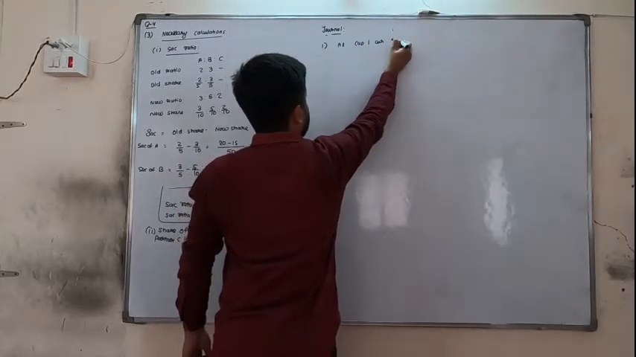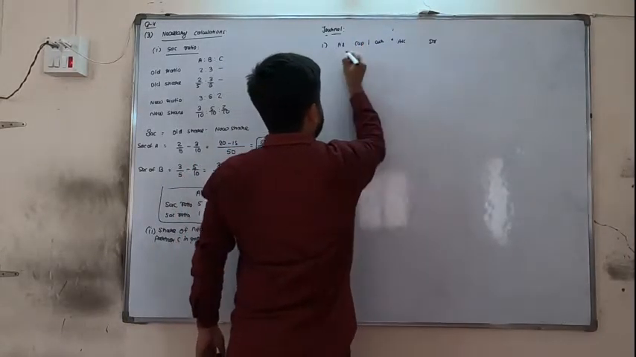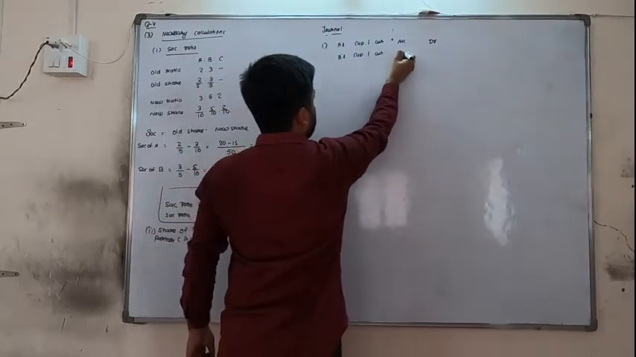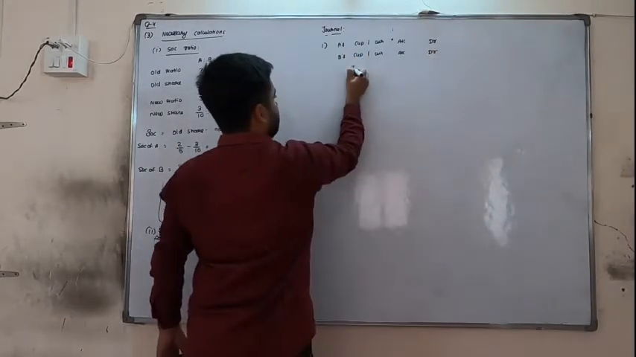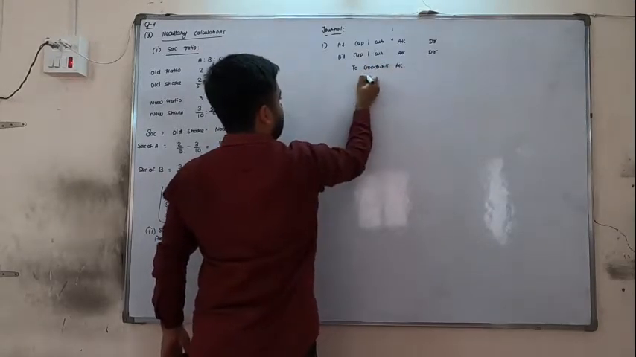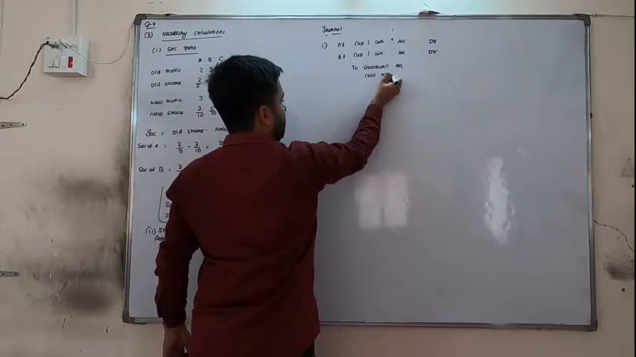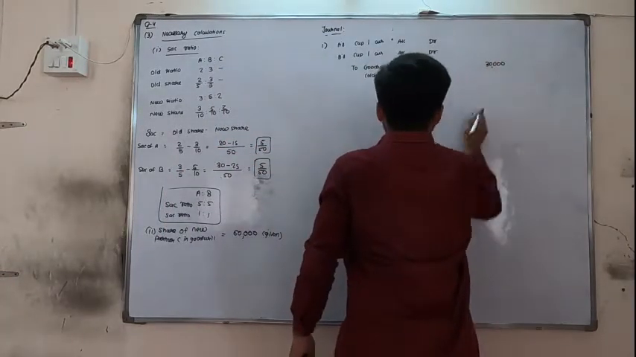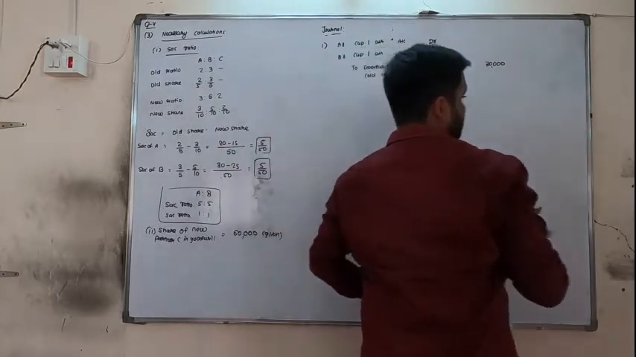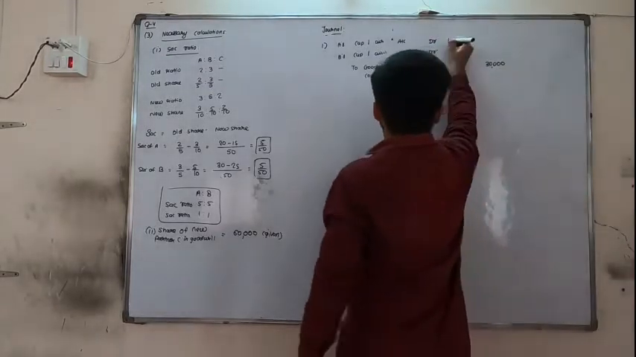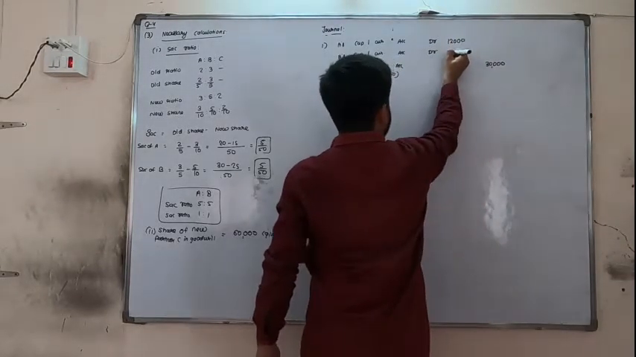A's capital or current account debit, B's capital or current account debit, to goodwill account. And this would be distributed in old ratio. So the goodwill is rupees 30,000, in the old ratio 2 is to 3. So 30,000 divided by 5 multiplied by 2 is 12,000, and multiplied by 3 is 18,000.